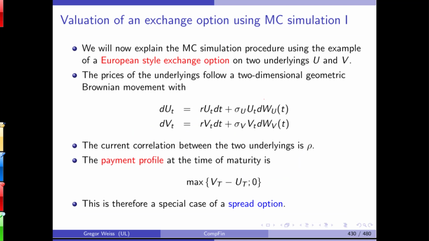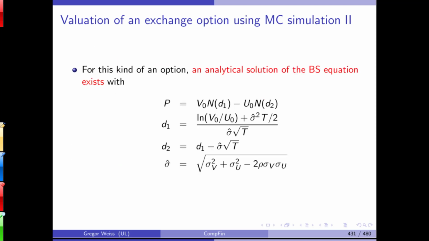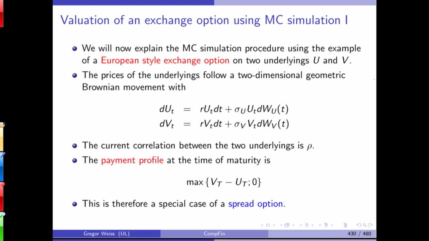Now, we'll apply Monte Carlo simulation to the case of a European-style exchange option on 2 underlyings. Now, a disclaimer at first. For this particular option, we don't need it. For a European-style exchange option, we do have a Black-Scholes price, and this is given here. But we nevertheless apply Monte Carlo simulation to compare the Black-Scholes price, which under these assumptions is the arbitrage-free price, with the Monte Carlo price.